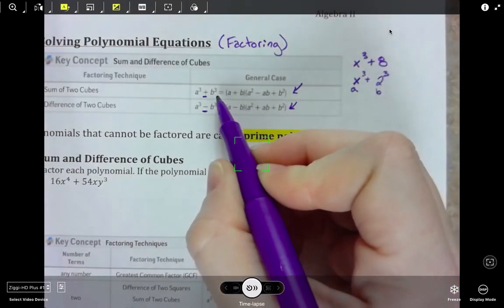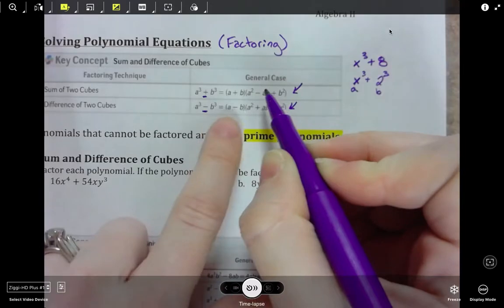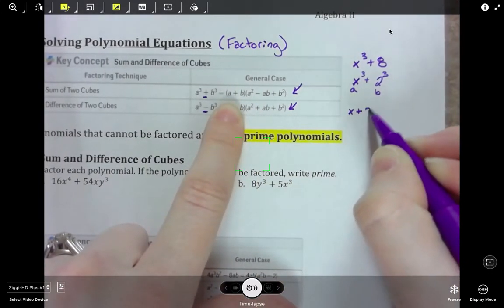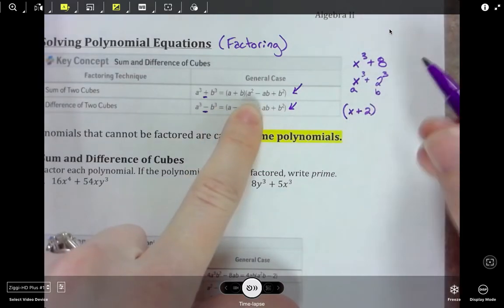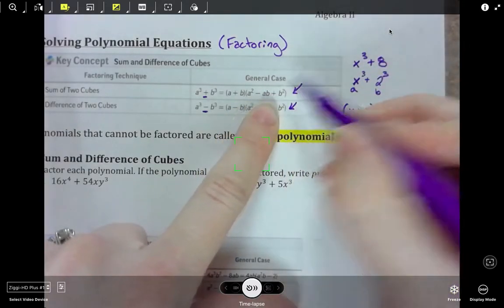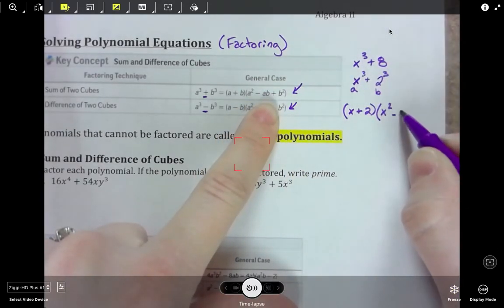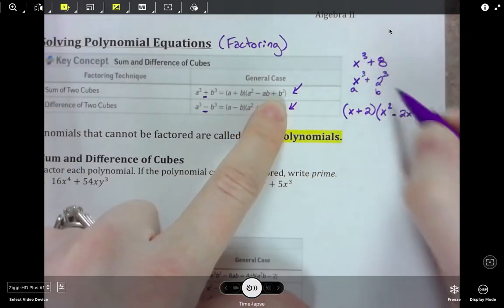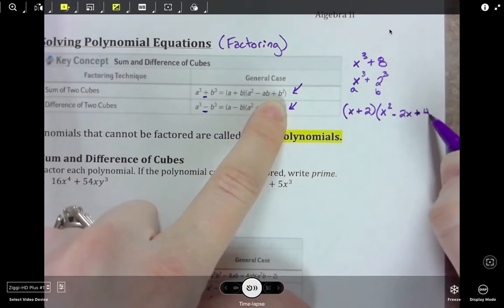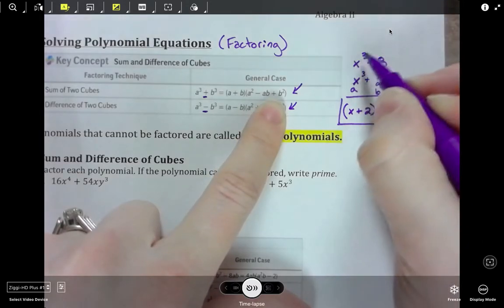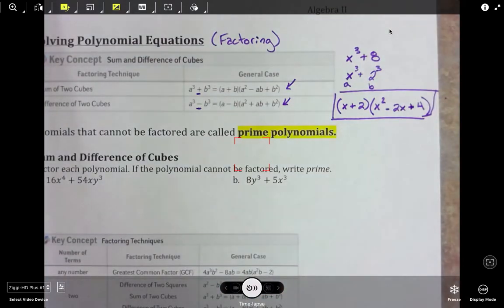So to write out the factored form of that, I would just take a plus b, where a is x, so it would be x plus 2, and then a squared, which is x squared, minus a times b, which would be 2 times x, or x times 2, plus b squared, and b is 2, so 2 squared is 4. And this would be the complete factored form of x cubed plus 8. That would be an example of when you would use the sum of 2 cubes to reduce it down.